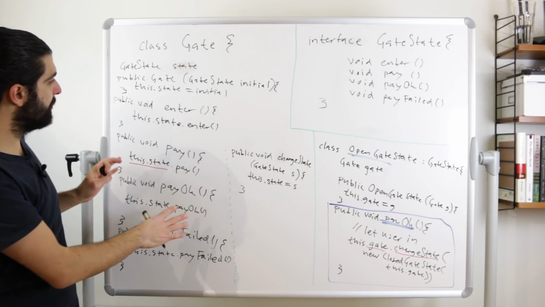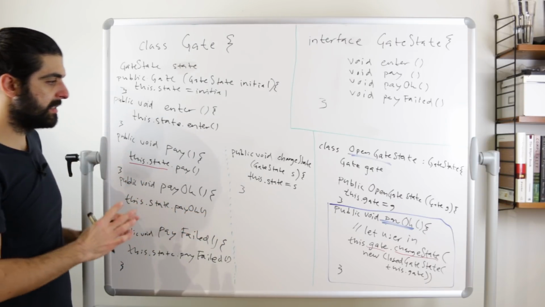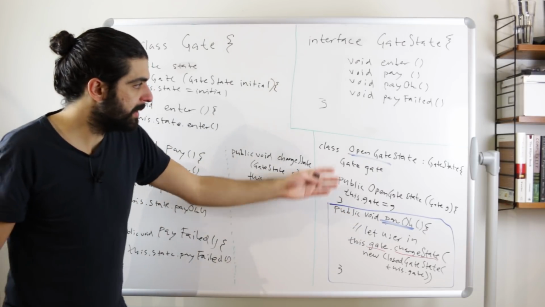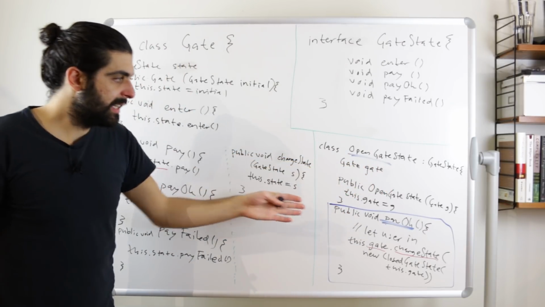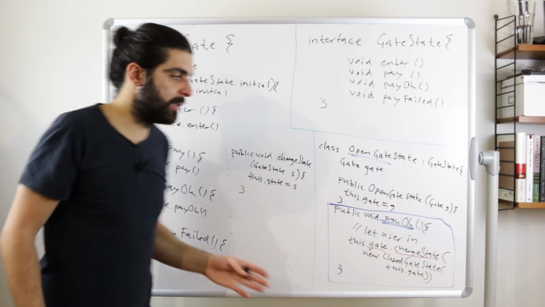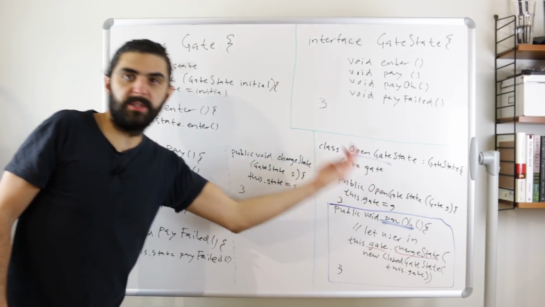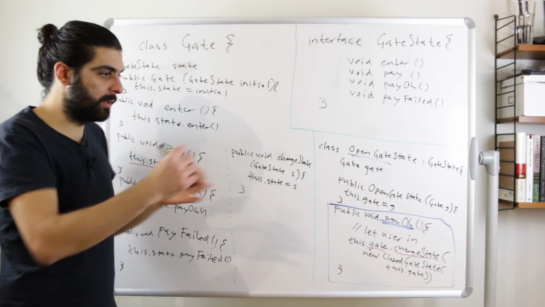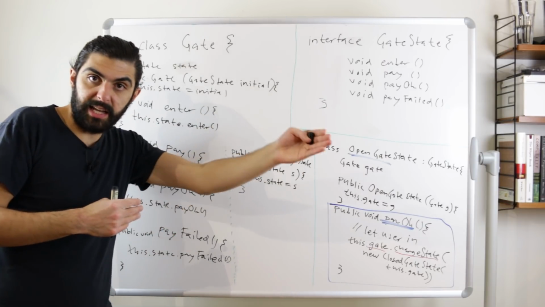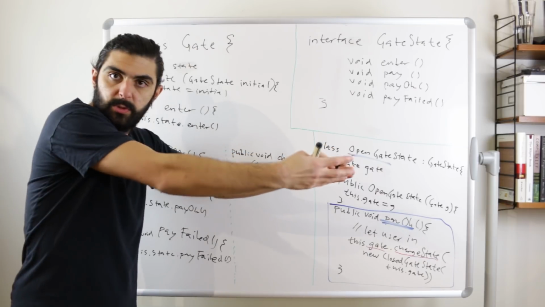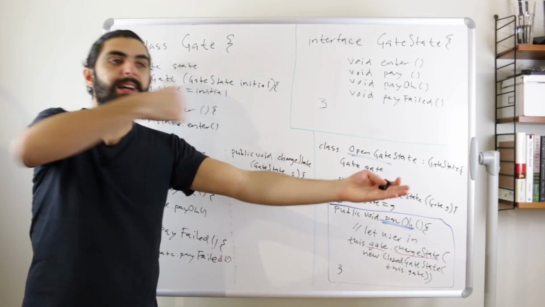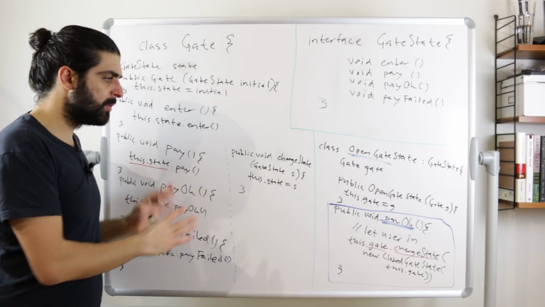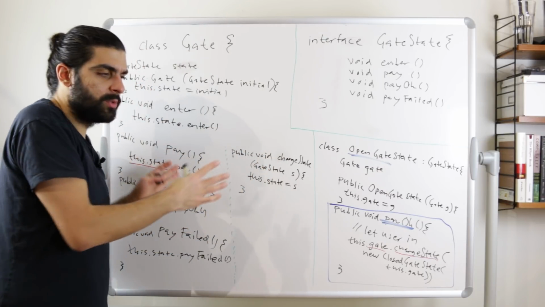But that's actually not everything, because there's one thing that we're missing, and that is that in these concrete states, we said that whenever we create an open gate state, it needs to accept a gate. In other words, the states need to have a reference to the context. So the context has a state, but it's dual. When the context has a state, it needs to give itself to the state so that the state can tell the context when we need to change state. And again, there are other ways of doing it, but we're just doing it this way now.